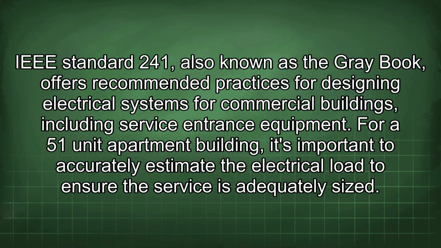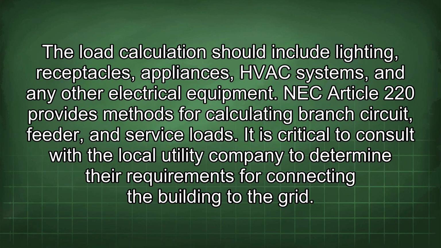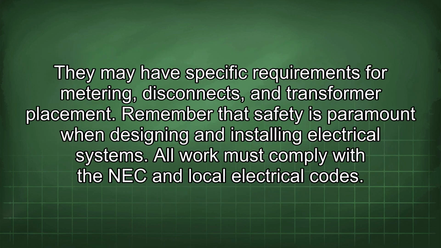For a 51-unit apartment building, it's important to accurately estimate the electrical load to ensure the service is adequately sized. The load calculation should include lighting, receptacles, appliances, HVAC systems, and any other electrical equipment. NEC Article 220 provides methods for calculating branch circuit, feeder, and service loads. It is critical to consult with the local utility company to determine their requirements for connecting the building to the grid. They may have specific requirements for metering, disconnects, and transformer placement.